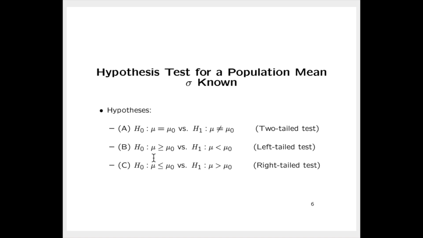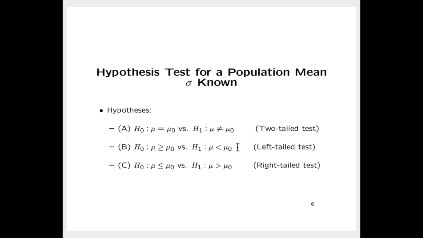In the left-tailed test, the null hypothesis says that the mean of the population mu is greater than or equal to this specified value mu naught, versus the alternative hypothesis, which says that mu is strictly less than mu naught. And then finally we have a right-tailed test, where the null hypothesis says that mu is less than or equal to some specified value of mu naught, versus the alternative, which says that mu is greater than that value. So we have a two-tailed test, a left-tailed test, and a right-tailed test.